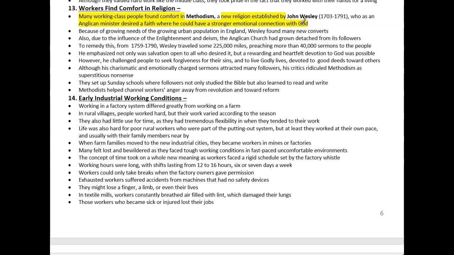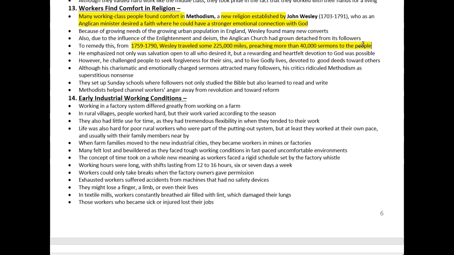All right. Because of growing needs of the growing urban population in England, Wesley found many converts. Also, due to the influence of the Enlightenment and deism, the Anglican Church had grown detached from its followers. To remedy this, from 1759 to 1790, Wesley traveled some 225,000 miles preaching more than 40,000 sermons to the people. I'm going to add the date too. That's a pretty significant undertaking and accomplishment. So we're going to go ahead and highlight that.